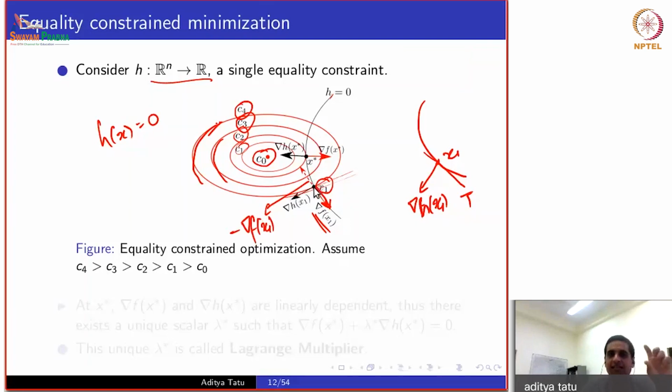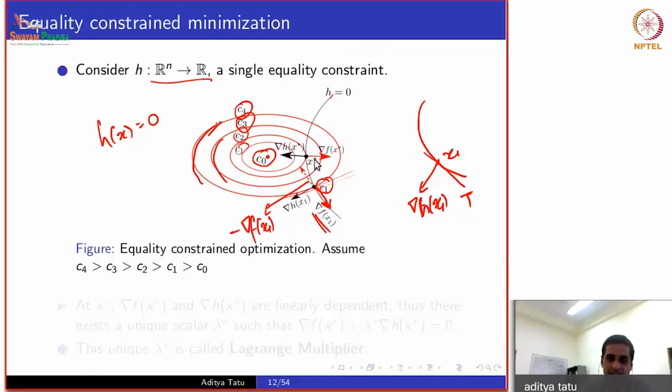Since there is a point around this point x1 at which the function value decreases, therefore this point x1 cannot be a point of minima. Right? A point of minima is a point where no matter in which direction you go, as far as you take a small step, the value of the function cannot go below that. That is what a point of minimum is.